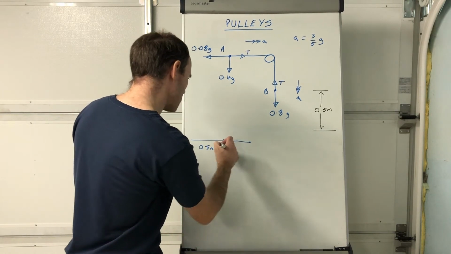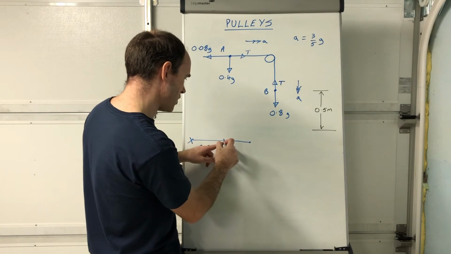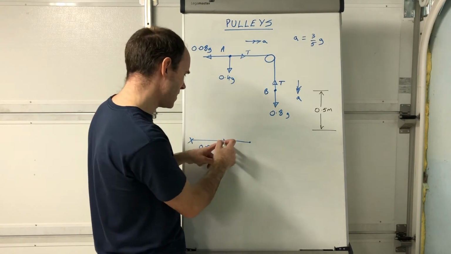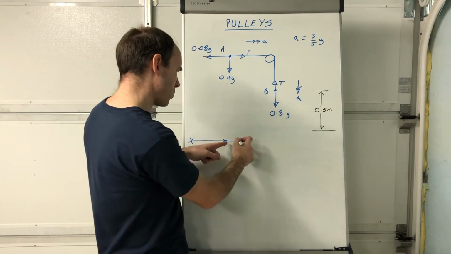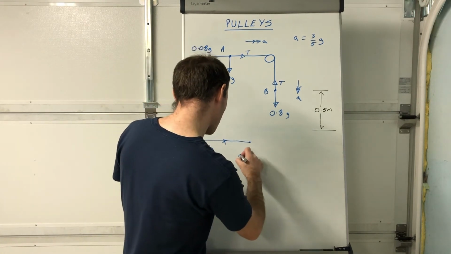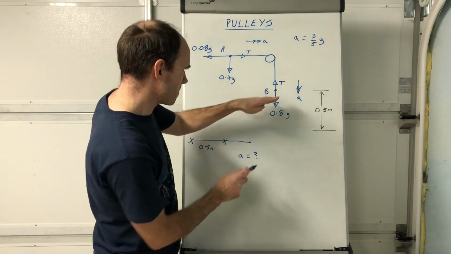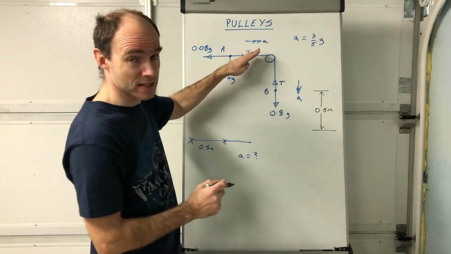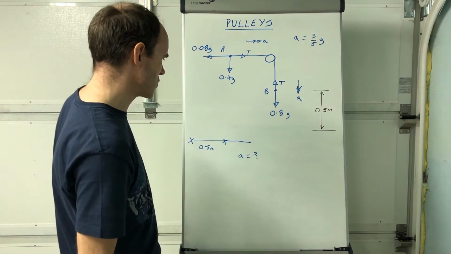So really the question is broken up into two parts. We've got to see how far it moves in the first bit, obviously 0.5 metres, but the more challenging bit is how far it moves in this second bit. We need to find what the acceleration is going to be, because once B hits the ground, the string is slack and the whole thing is going to slow down. We're going to have to find out what that acceleration is.